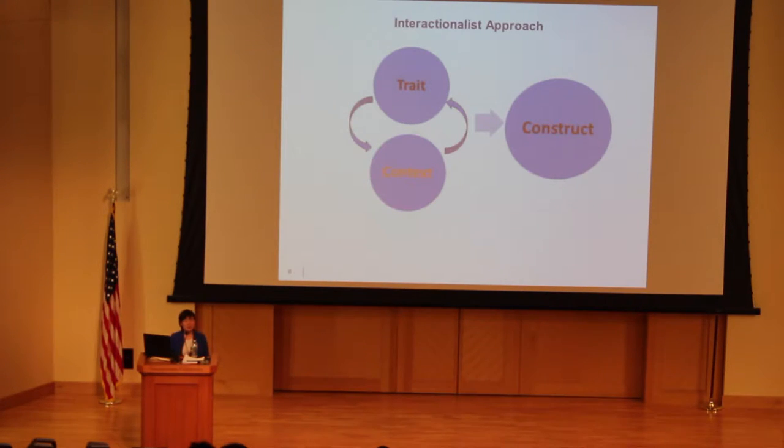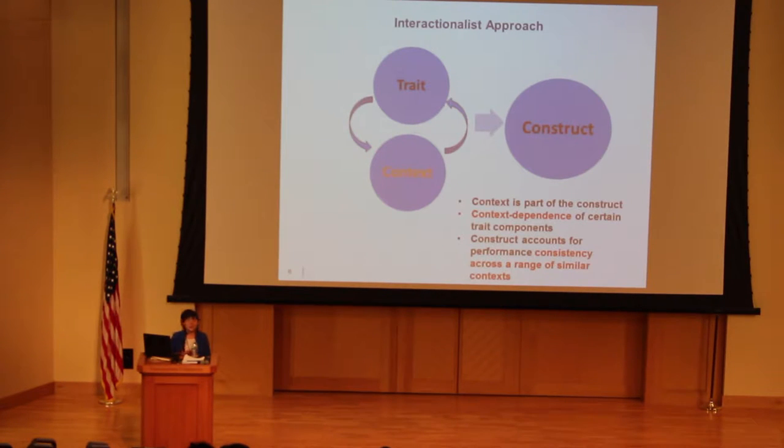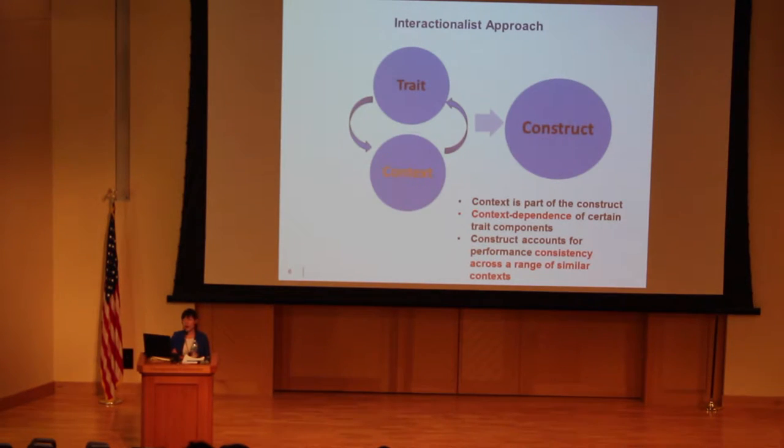The interactionalist approach, I think, has gained pretty widespread adoption in recent years, represented by Chapelle's work and Chapelle and Deville's work. Although these two approaches differ somewhat in their conceptualization of the role of context in construct definition, both of them consider context as part of the construct, and they also recognize the context-dependent nature of some of the trait components. And both of them consider it a valid premise that the construct needs to account for performance consistency across a range of similar contexts. I think that's a major distinction between this approach and the trait-based approach.